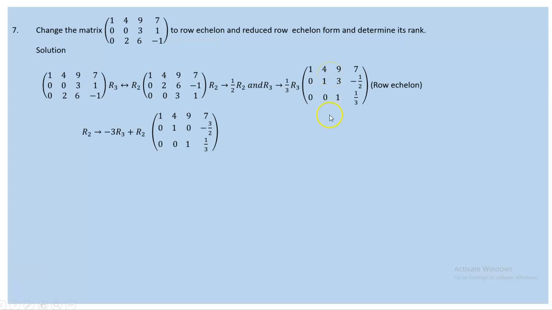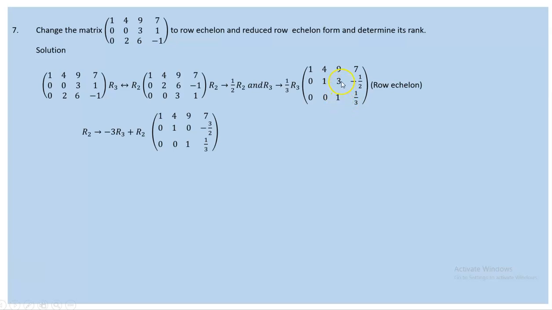In order to change row 2, third entry, that is, let's change this 3 to 0, students. Let's change this 3 to 0. To do that, we have to multiply the third row by negative 3 and add it to the second row.